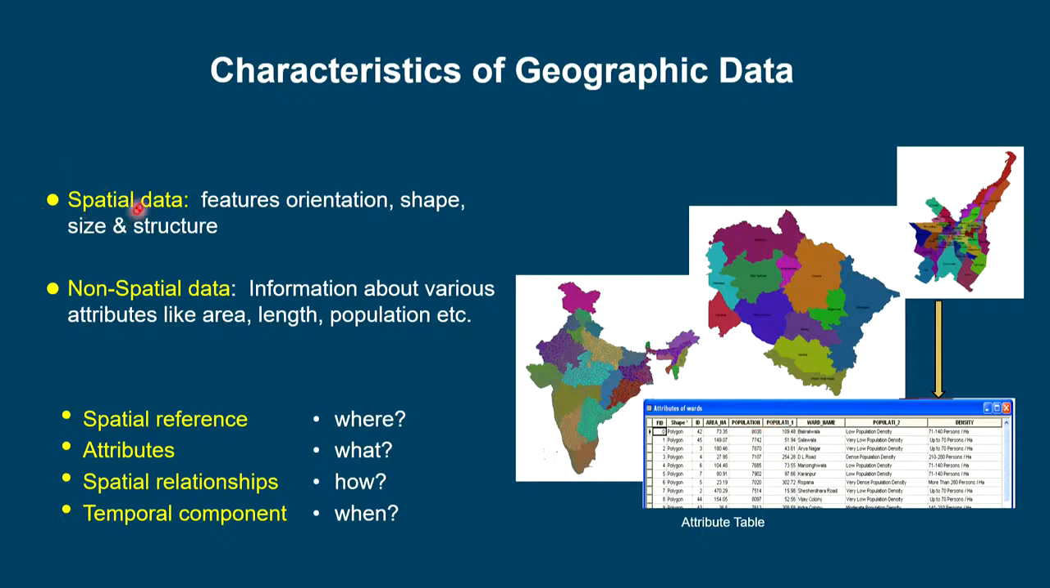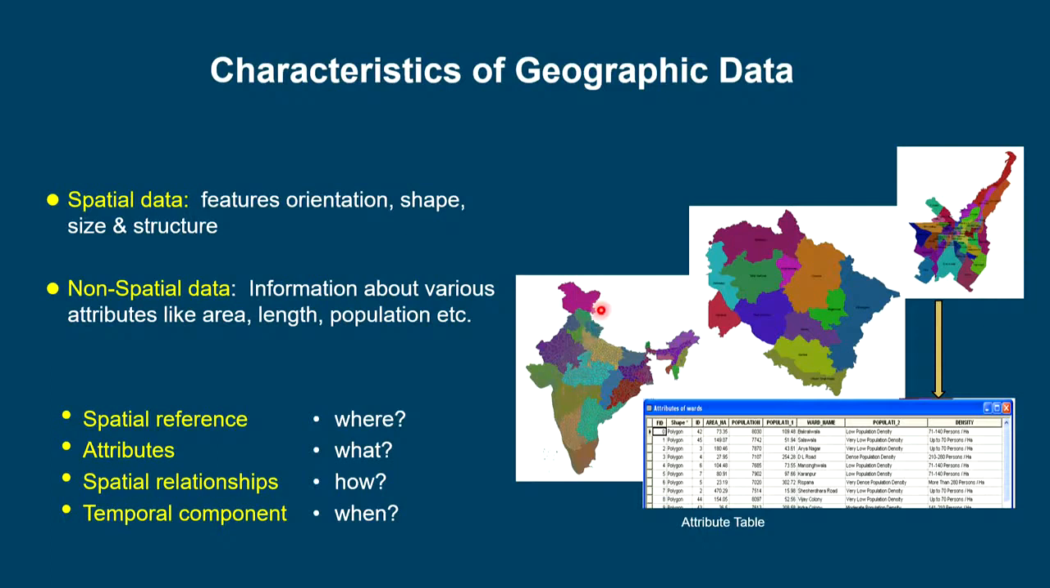Spatial data basically represents the physical or actual size of the features on the earth surface, and the shape of different types of features. This spatial data can be further divided into two categories. One is called vector data, and the other is called raster data.